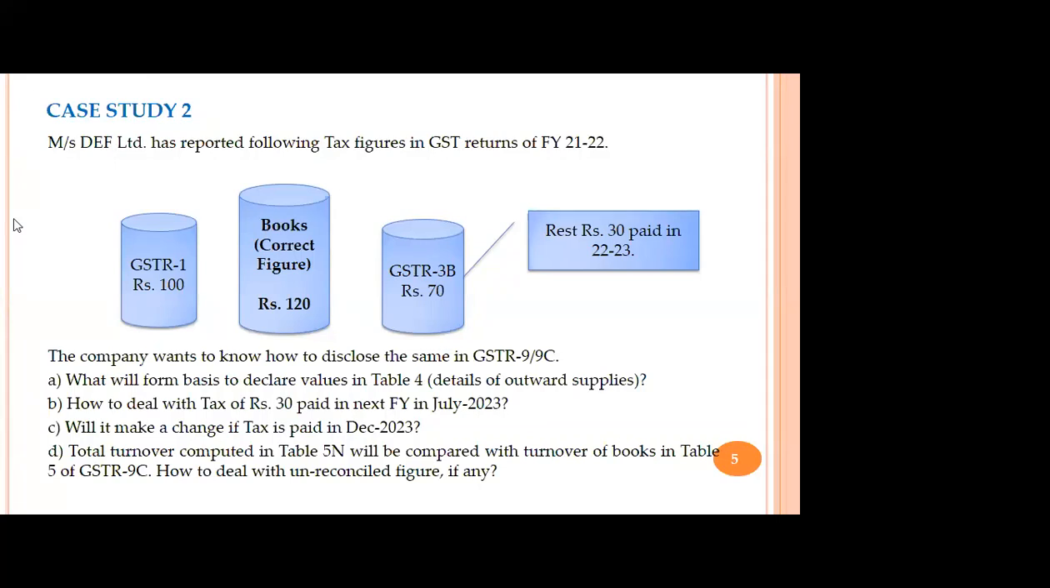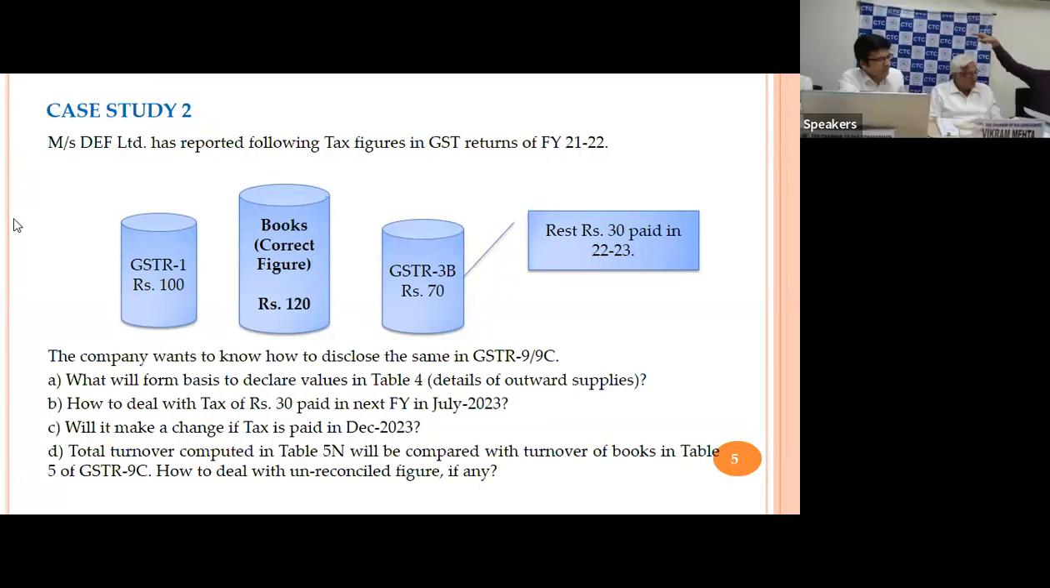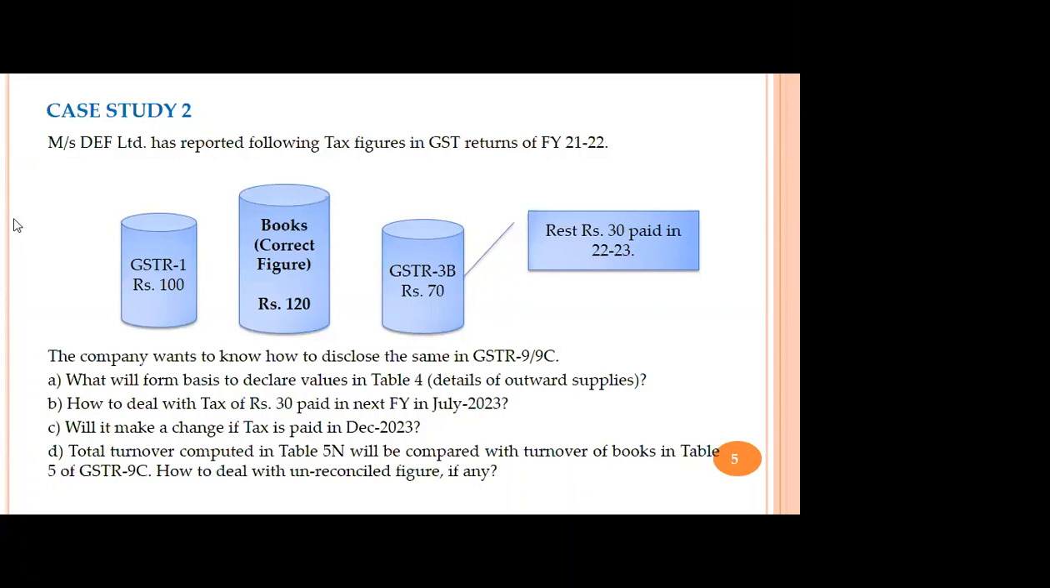Repeat in table 10: 90 in table 4, 30 in table 10, 120. 90 in table 4, so your table 9 will show only 20 rupees difference, but I have to actually pay 30. So to that extent, there is another risk we have to maintain.